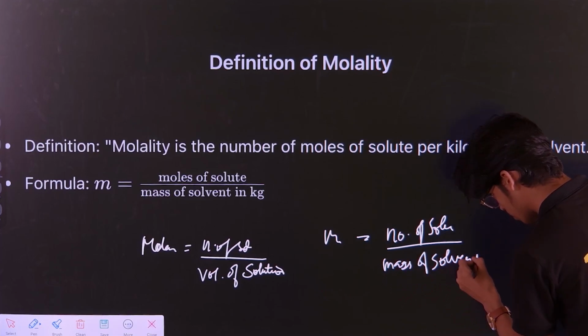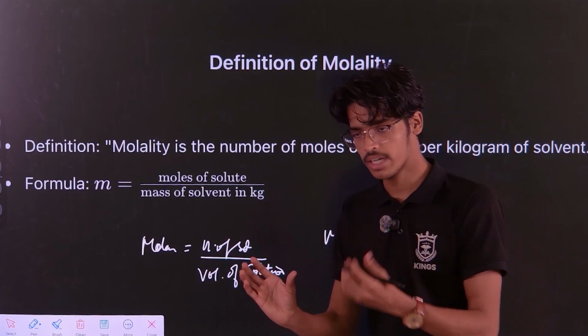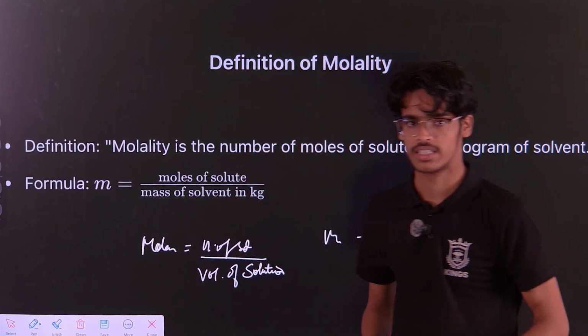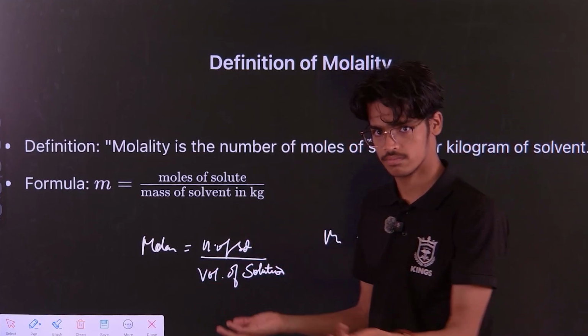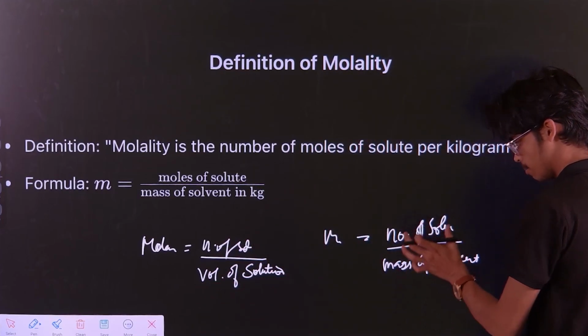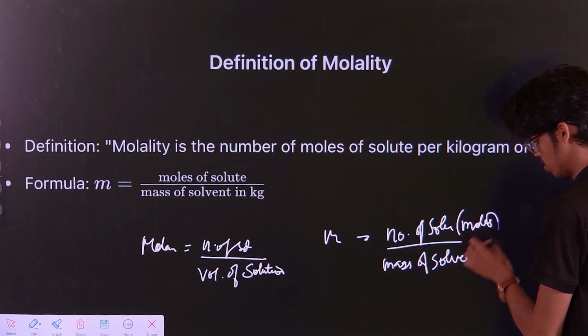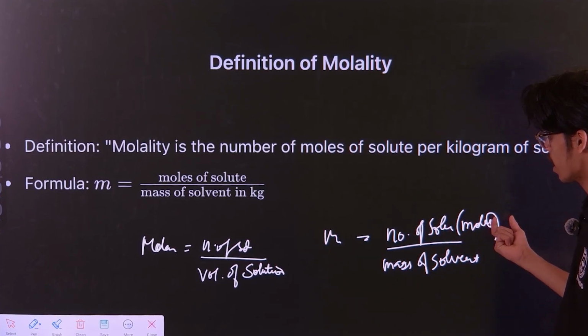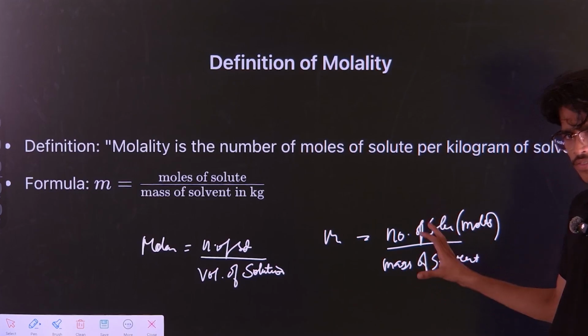I hope you understand what is solute and what is solvent. When we add solute in the solvent, we get solution. For example, when we add salt in water, we get a salt solution. Understandable? So the number of moles of solute divided by the mass of the solvent. Definition is clear, right?